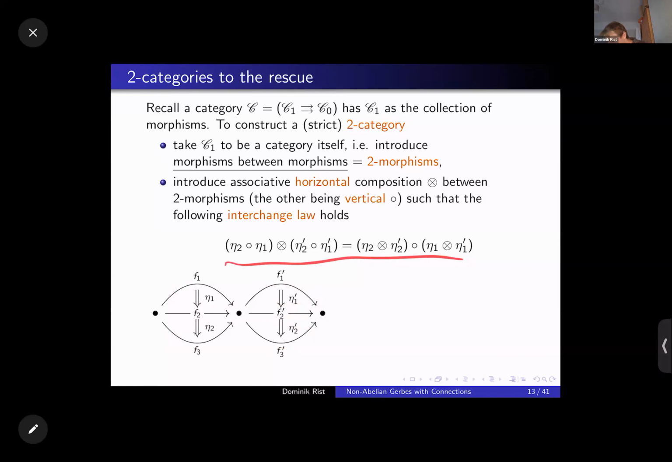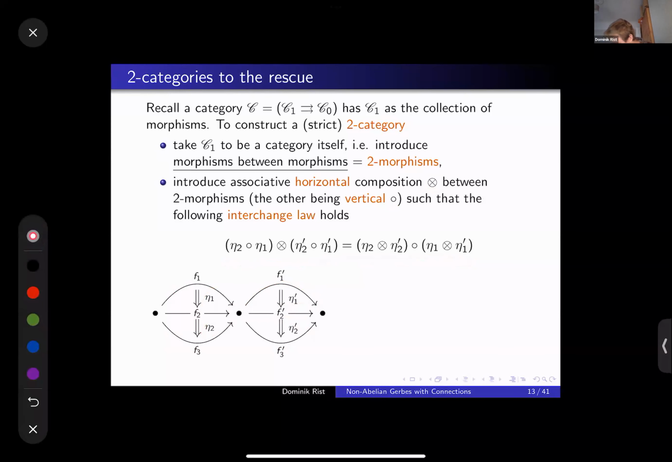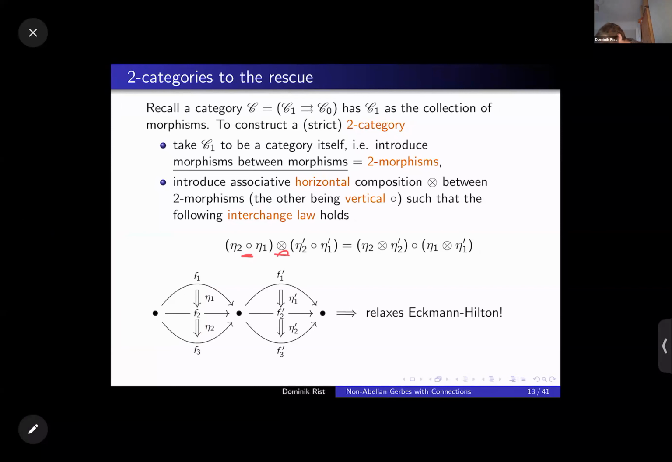So this is called the interchange law, and this is precisely what relaxes the Ekman-Hilton argument, because now you see I have two distinct compositions in this case, and each one of these arrows contains information about its source and target. So it turns out that indeed now you cannot apply the Ekman-Hilton argument, because recall in that argument, what you assumed was that this product and this product were the same, right? Yeah, so you defined another characteristic of your transformation. Exactly. Yes.